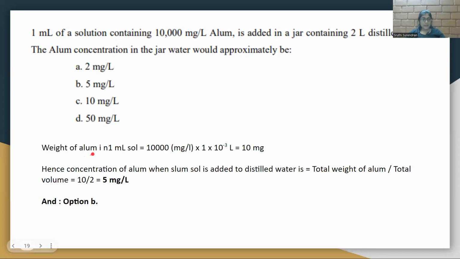So again, the weight of alum in 1 milliliter solution is 10,000 into 1 into 10 to the power minus 3, which is 10 milligrams of weight. Concentration of alum when the alum solution is added to distilled water will be total weight of the alum by the total volume of distilled water. So that will be equal to 10 by 2, which is 5 milligram per liter. Can you directly do that, is it B1H1 equal to B2H2? Yeah, you can. I just wanted to give an explanation of how it is.